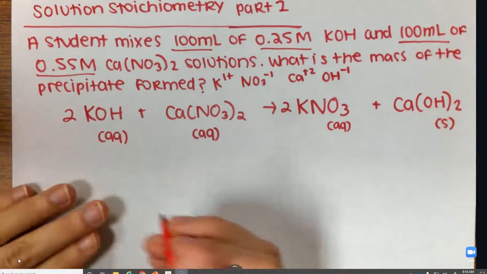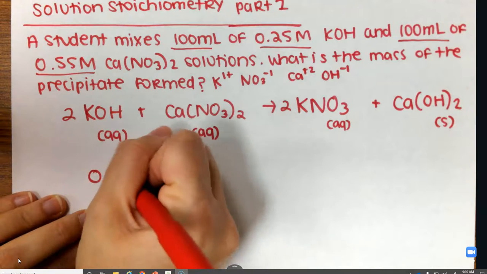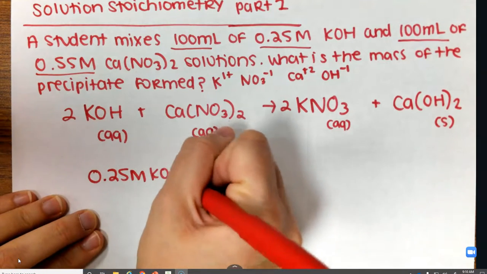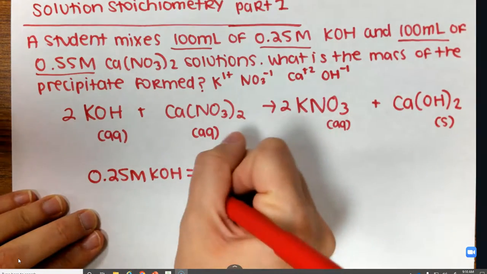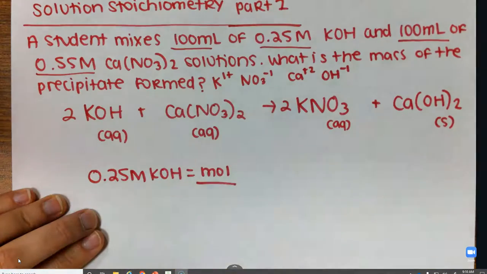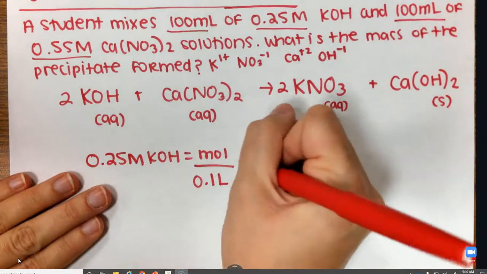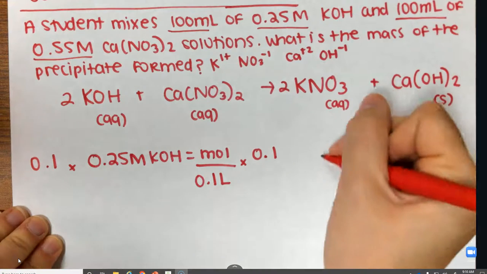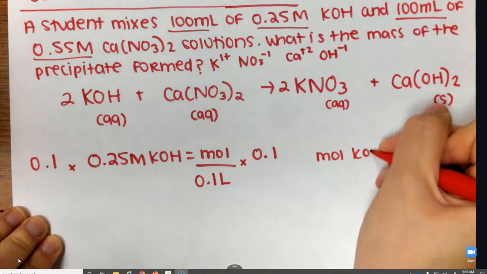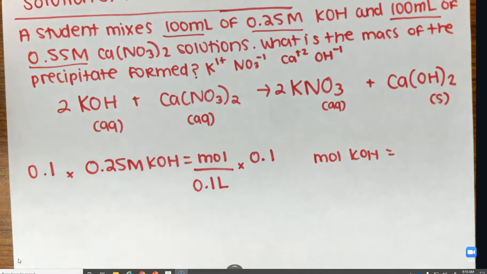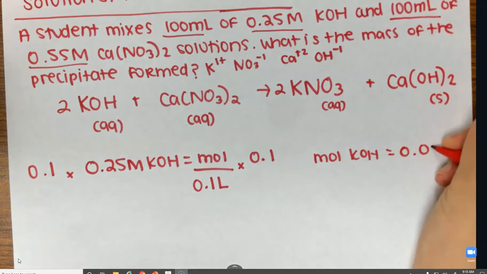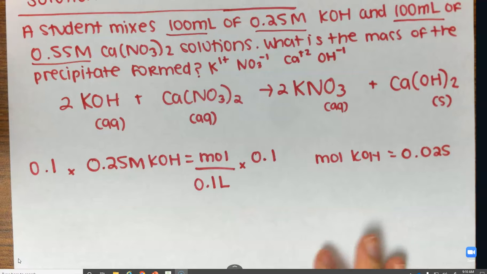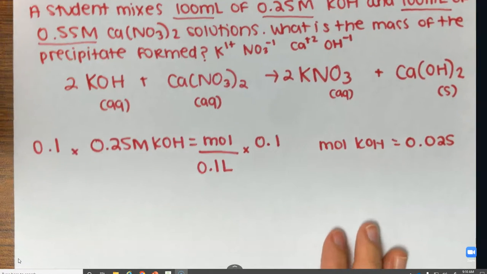And so let's just start with the KOH. The KOH is 0.25 molar. And the formula for molarity is moles per liter. And so 100 milliliters is 0.1 liter. To get moles, you multiply both sides by 0.1. Gives us moles of KOH equals 0.025.